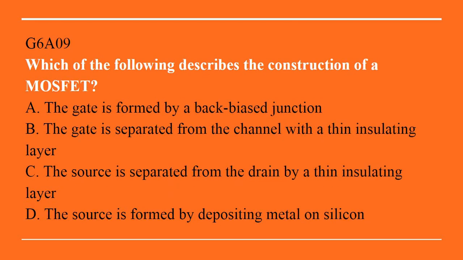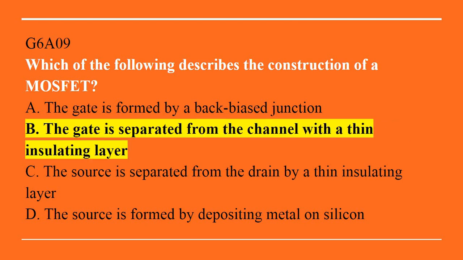G6A09, which of the following describes the construction of a MOSFET? A. The gate is formed by a back-biased junction. B. The gate is separated from the channel with a thin insulating layer. C. The source is separated from the drain by a thin insulating layer. Or D. The source is formed by depositing metal on silicon. Correct answer is B. The gate is separated from the channel with a thin insulating layer.